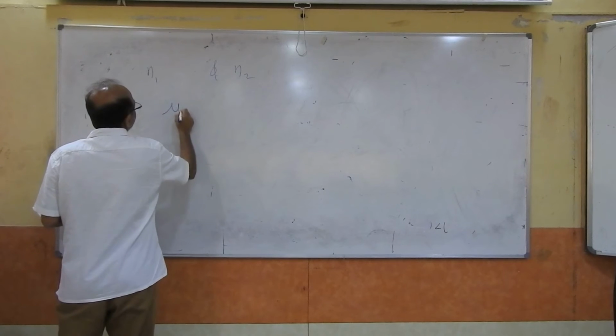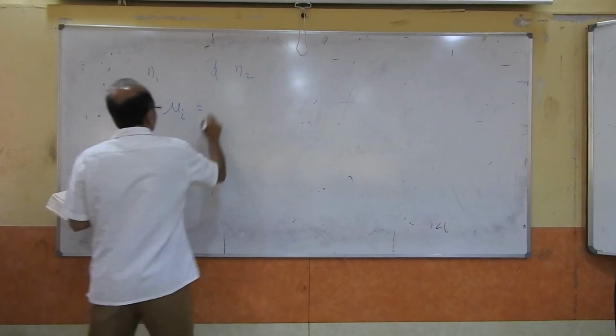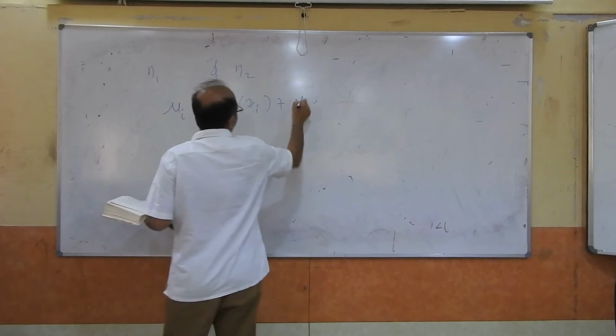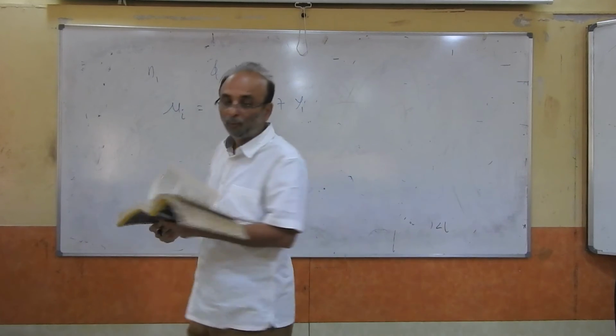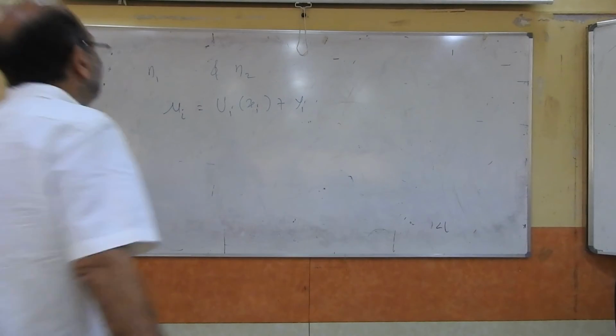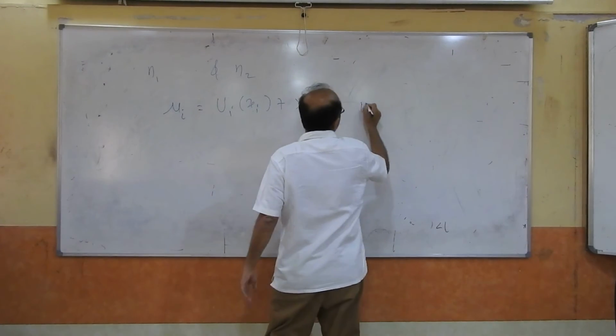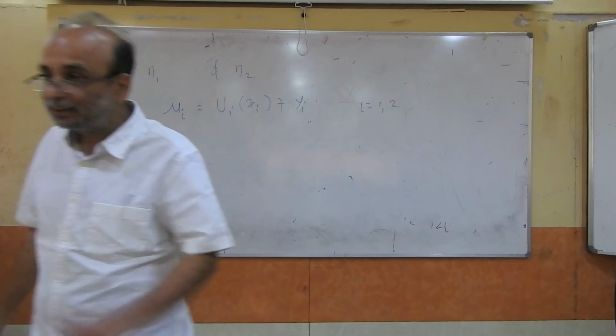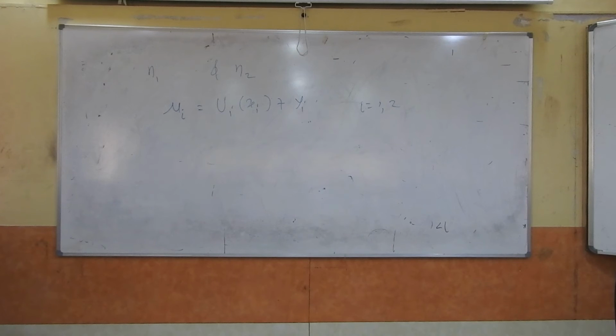We'll write U_i, the utility function of the i-th buyer, as U_i(x_i) plus y_i, where i goes from 1 to 2, so both types. Where x is a monopolized good and y is a composite for all other commodities in the economy.